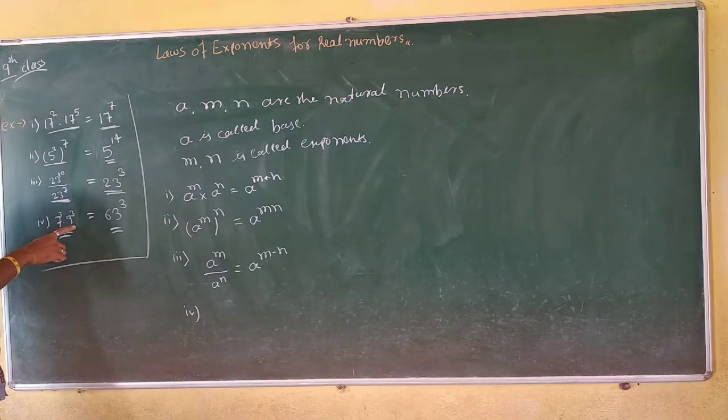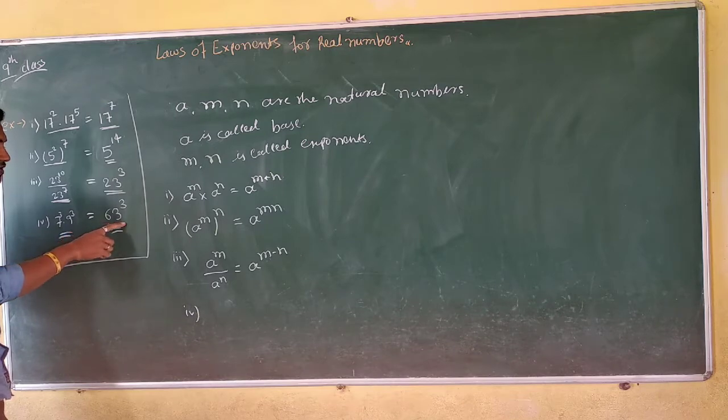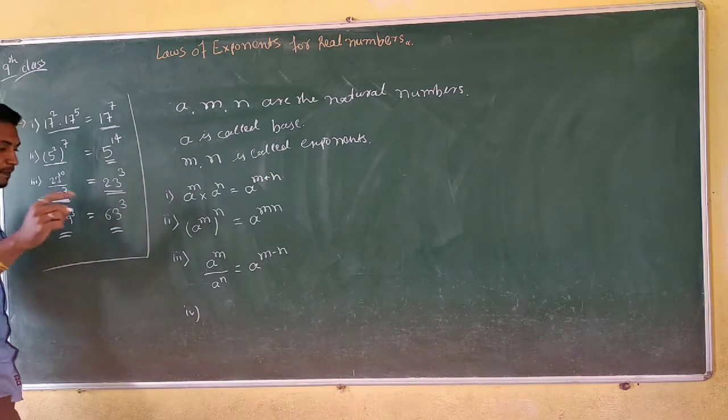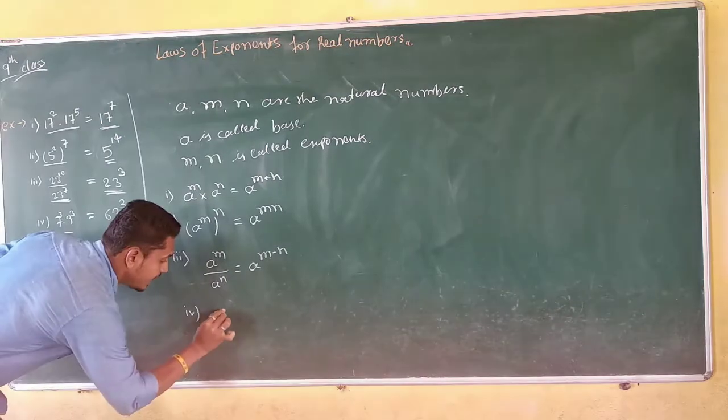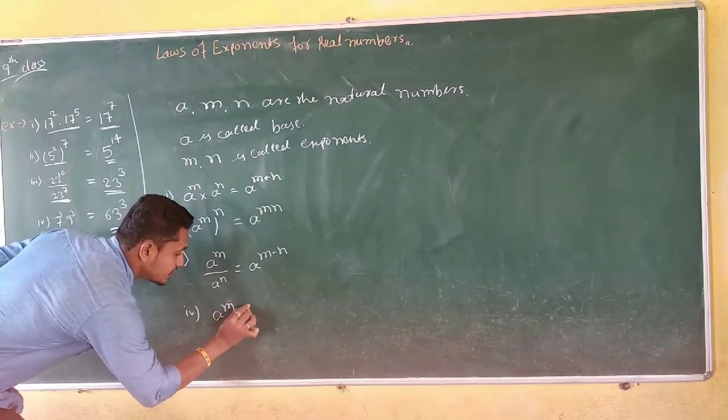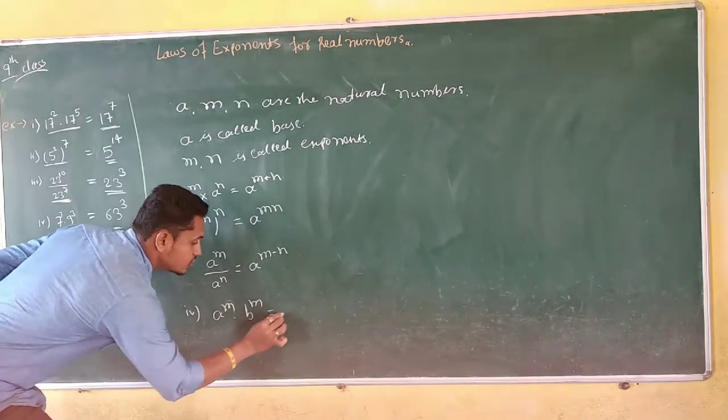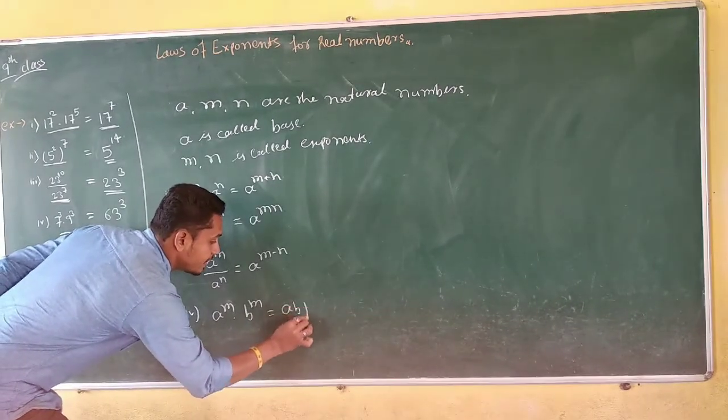See here now, the fourth example. 7 into 9: 7 raised to 3 and 9 raised to 3 is equal to 63 raised to 3, which means here a raised to m into b raised to m is equal to ab raised to m.